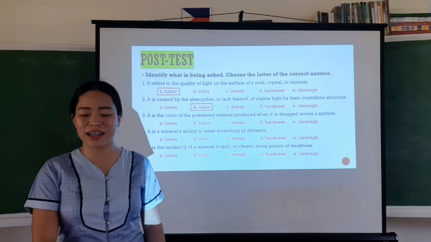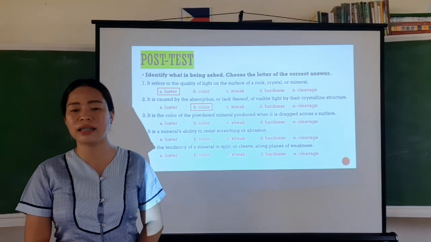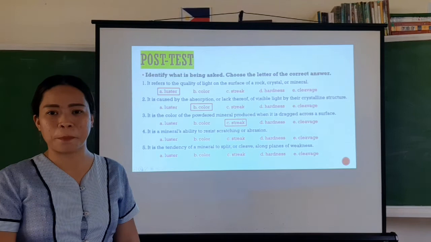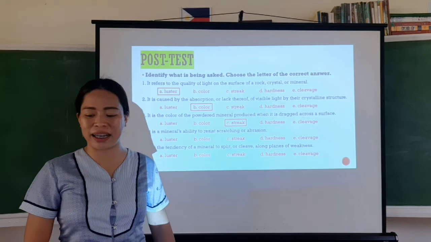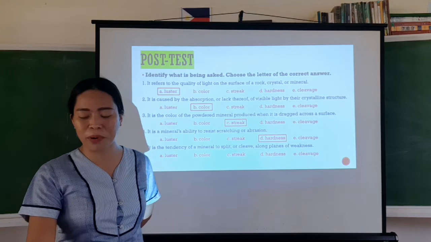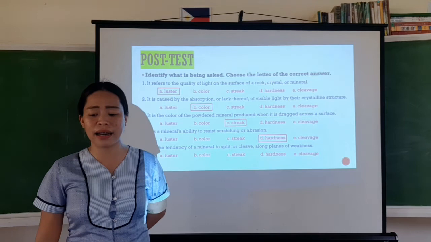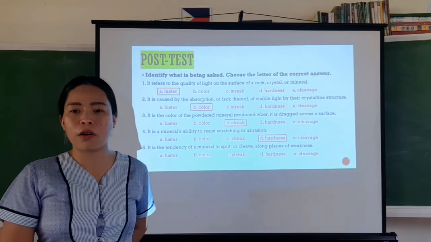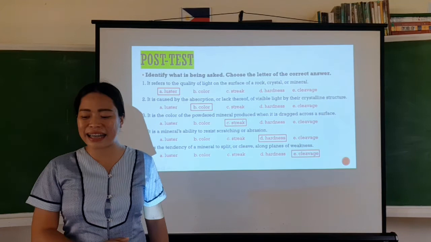Number three, it is the color of the powdered mineral produced when it is dragged across a surface. The answer is streak. Number four, it is a mineral's ability to resist scratching or abrasion. The answer is letter D, hardness. Very good. Number five, it is the tendency of a mineral to split or cleave along planes of weakness. The answer is letter E, cleavage.